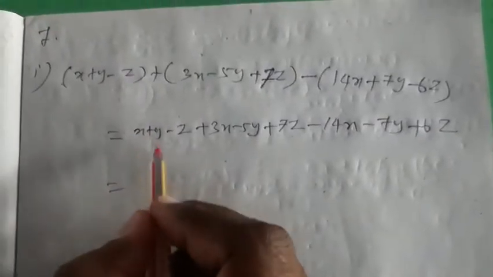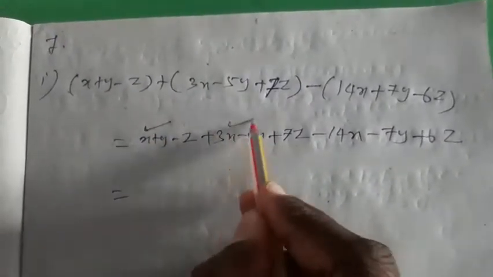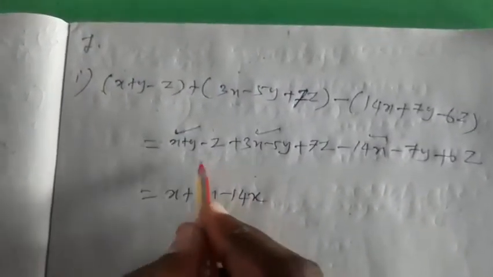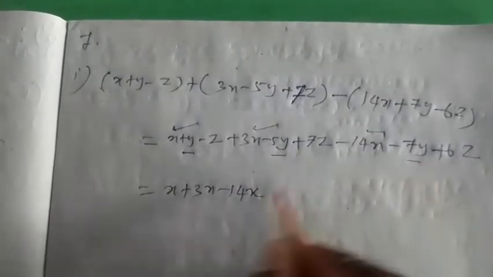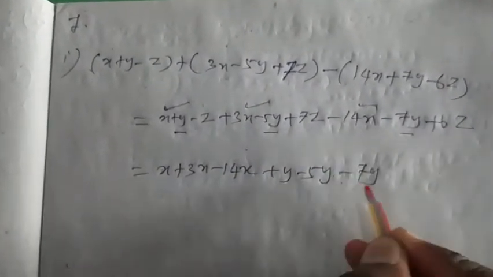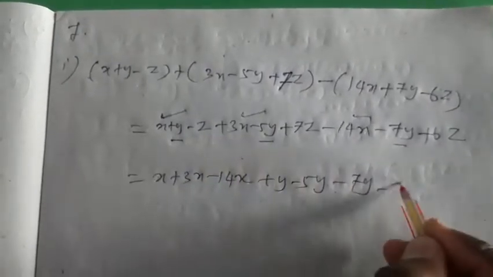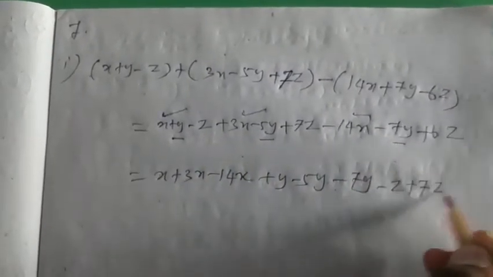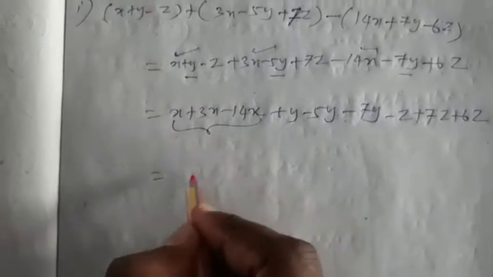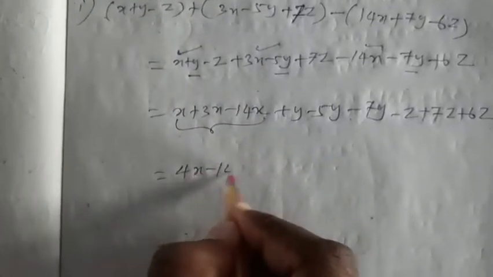So now take the like terms. Here x terms: x, 3x, and minus 14x, so x plus 3x minus 14x. Next, the y terms: y minus 5y minus 7y. Next the z terms: minus z plus 7z plus 6z. See that these three are the like terms. Then x plus 3x is 4x, minus 14x.